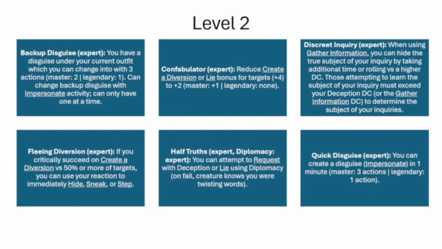The second level 2 feat is Confabulator. It makes it so that a target's ability to tell that you're lying to them or trying to trick them is worse than it would be by default. Basically, for both of those actions, if you fail to convince someone, or even if you succeed in the case of Creative Diversion, then they're more likely to catch you out the second time.